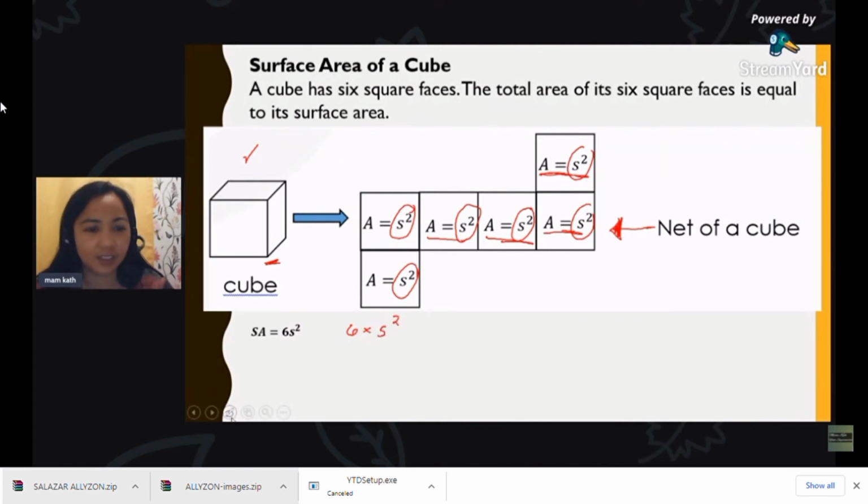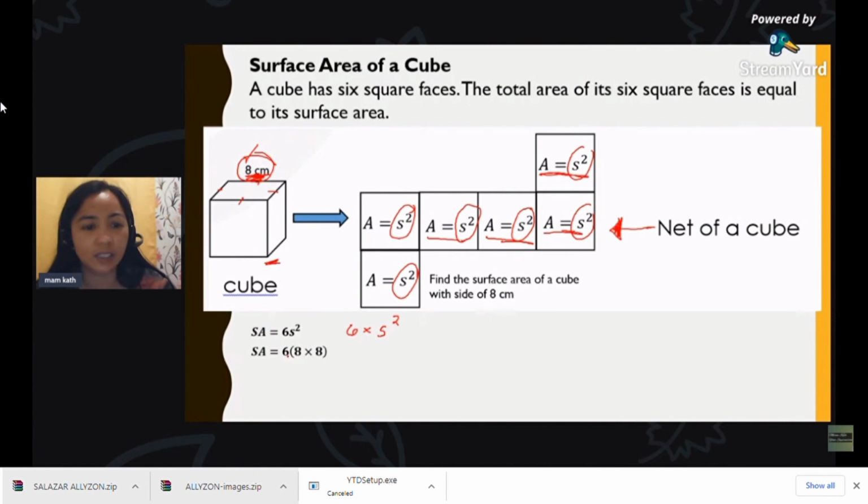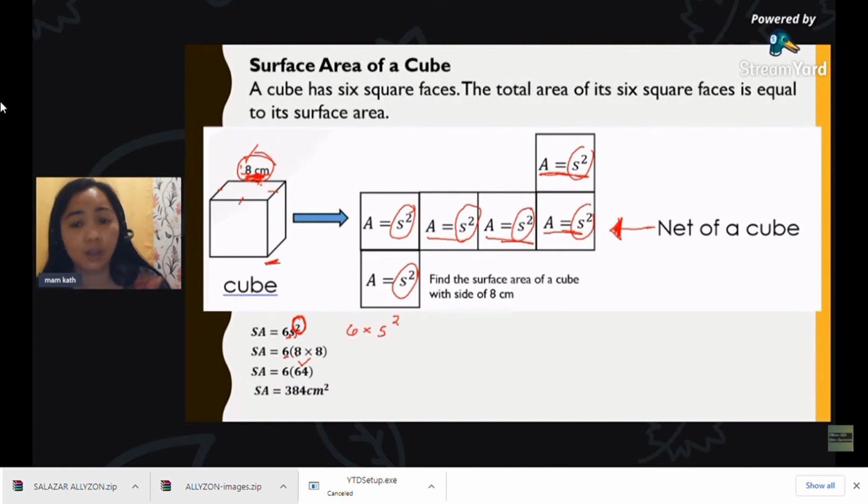Anyway, now, let's say for an example, find the surface area of a cube with side of 8 centimeters. So we have here 6, it doesn't change because it is in the formula. Our s, that is the side, I just replaced with 8 times 8. The 8 times 8 came from s squared. Now, we have here 6 times 64, that is 8 times 8. And 6 times 64 is 384 centimeters squared. Therefore, the surface area of this cube is 384 centimeters squared.